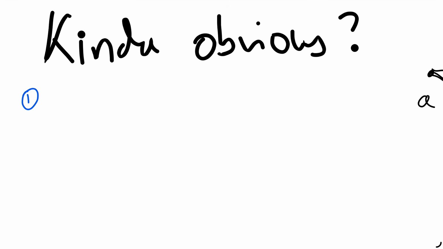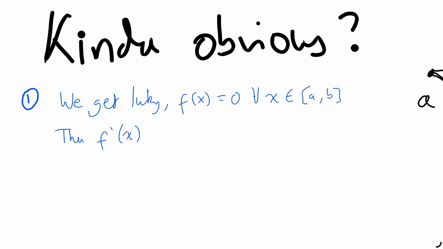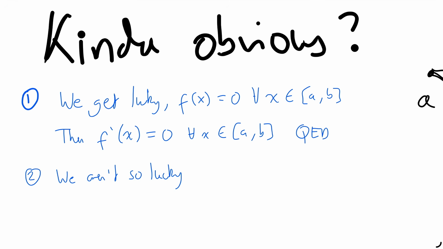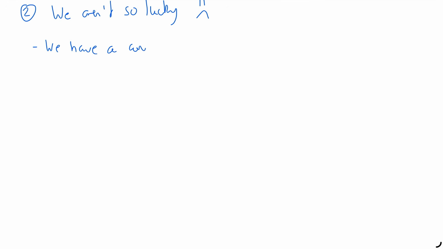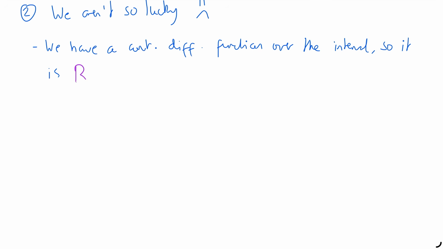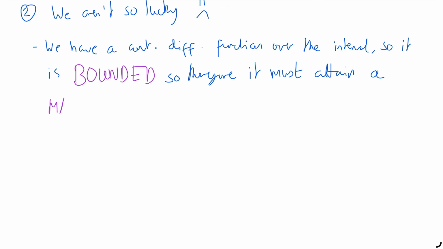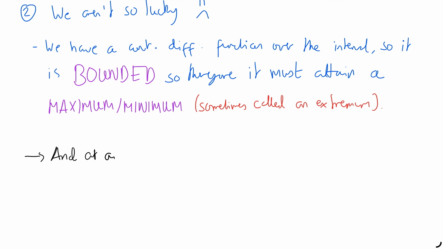There's a chance that f of x equals 0 for all x in the interval, in which case f prime of x equals 0 for all x, and we're done. Or there's the much more realistic chance that it doesn't equal 0 for all x on the interval, in which case we have a continuous differentiable function over the interval, which means it is bounded, which means that there is a maximum or a minimum somewhere along here, which we can actually generally refer to as an extremum. And then by common sense, or Fermat's theorem if you want to get fancy, this means that at this extremum the derivative, which we know exists, equals 0.